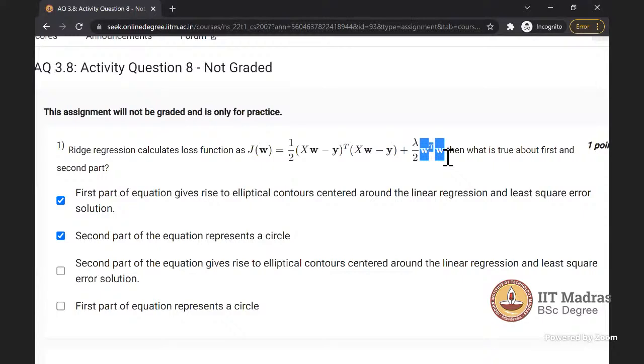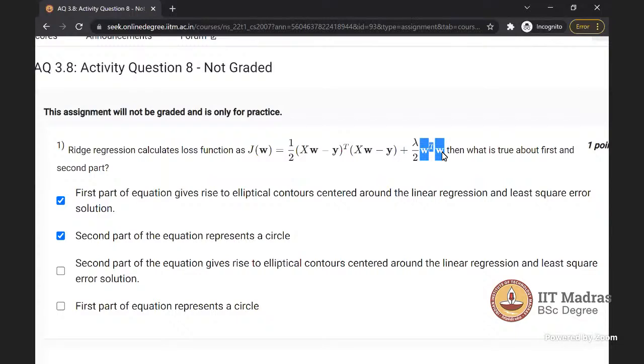To understand how it creates circles or circular shapes, you'll have to imagine a 3D space in which you have W1 and W2, and on the Z axis you have this term W transpose W, which is the loss. But sir, W1 and W2 need not be the same, no? They don't have to be the same. Then won't it become a 3D ellipse of sorts? No, it will become a bowl shape, whose lowest tip is sitting at the origin.